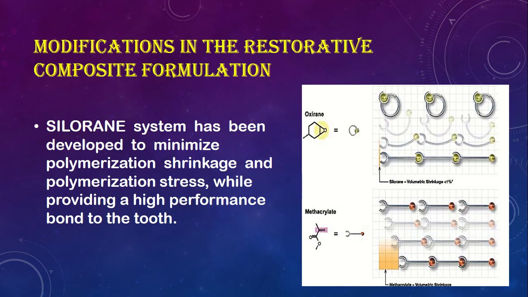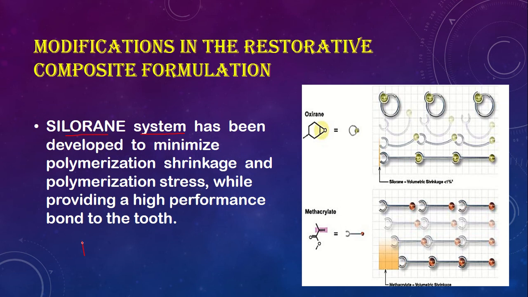Next is the modification in the restorative composite formulation. Under this we have a silorane system that has been developed to minimize the polymerization shrinkage. It provides a high performance bond to the tooth structure. So what is so unique about this silorane system? The silorane system is designed to minimize its shrinkage and the polymerization stress.